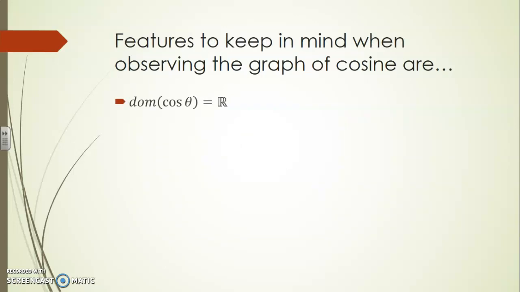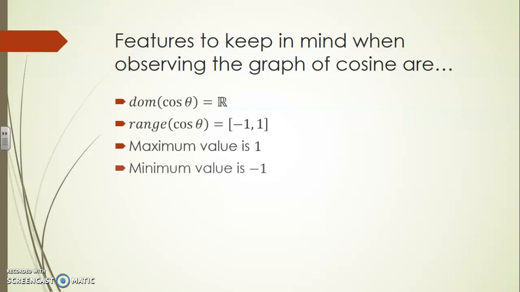Features that you can keep in mind when observing the graph of the cosine. So the domain of a cosine function is R. Its range goes from -1 to 1 inclusively. In other words, the maximum value a cosine will attain is 1, and the lowest is -1.